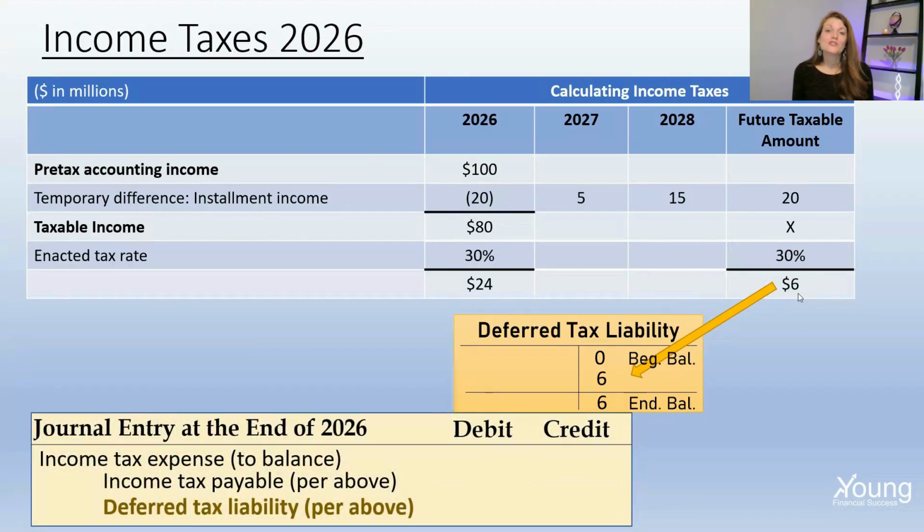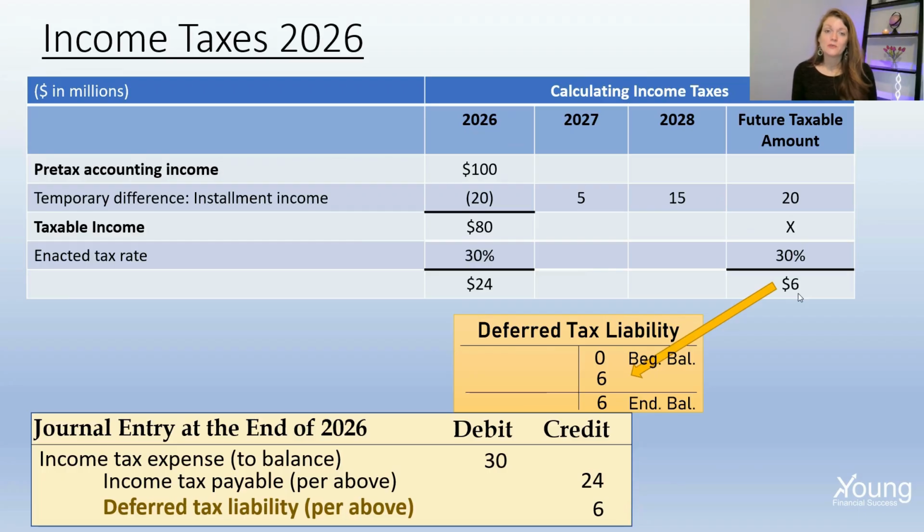So when it comes to our journal entry, just like we did before, our income tax payable is going to be based on that 80 million that is taxable times 30%. So it's that 24 that we calculated above. Then the 6 million is put into the deferred tax liability. We're getting a break on that now, but we'll have to pay it later. Then we add those two together to get our income tax expense of $30 million.